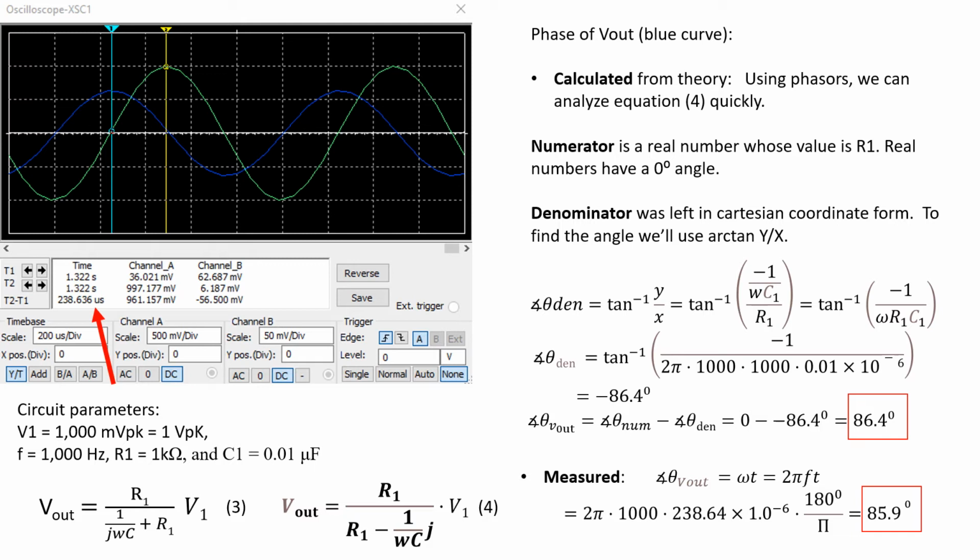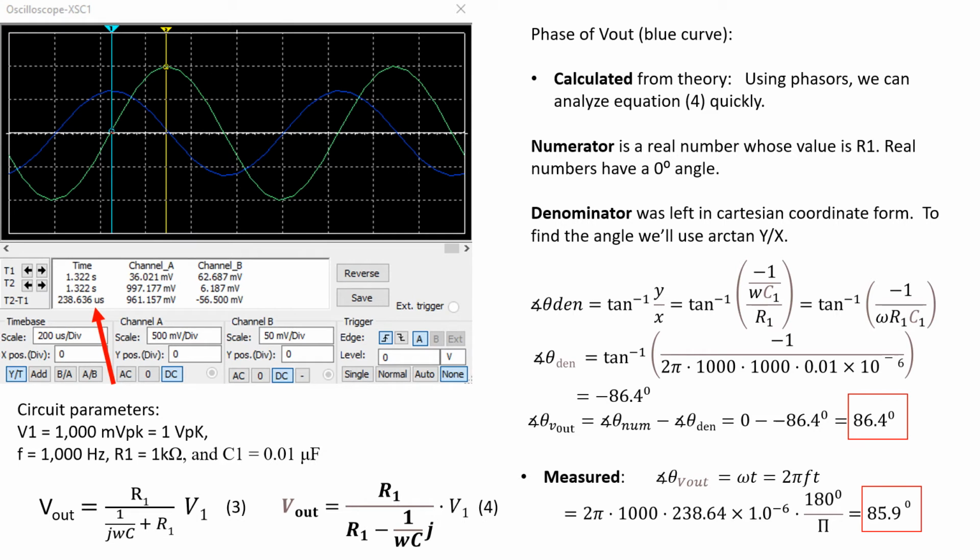Now, to calculate our phase angle, we use a combination of phasor and Cartesian math for complex numbers. The numerator of equation 4 is simply the value of our resistor, and its phase angle is 0 degrees. An ideal resistor will have a 0 degrees phase angle. Real resistors, on the other hand, may show some phase terms due to what are known as parasitic inductances and capacitances. The oscilloscope would show these imaginary term contributions if they were present.